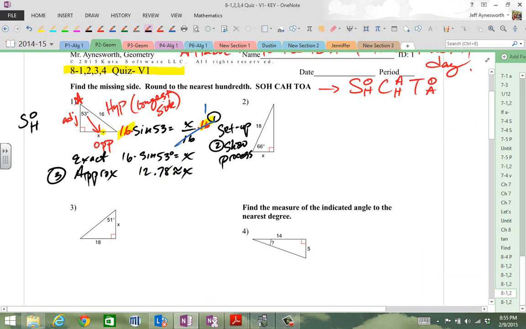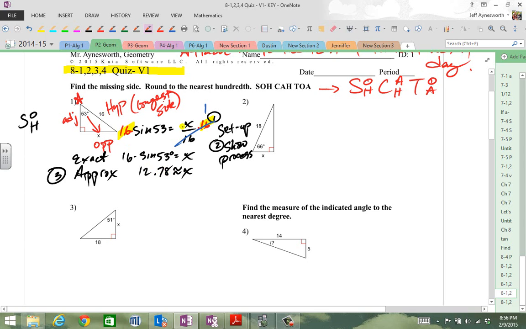And I'll tell you what, the leg is always smaller than the hypotenuse. And that answer is smaller than 16, so my answer makes sense. Always check your answer and make sure it makes sense. The leg has to be shorter than the hypotenuse. And obviously 12.78 is less than 16. So my answer makes sense.